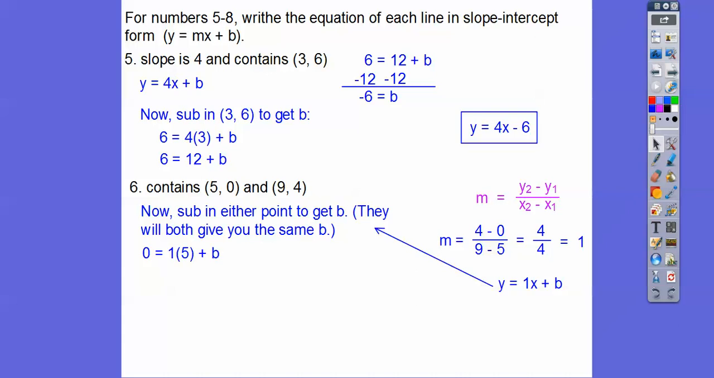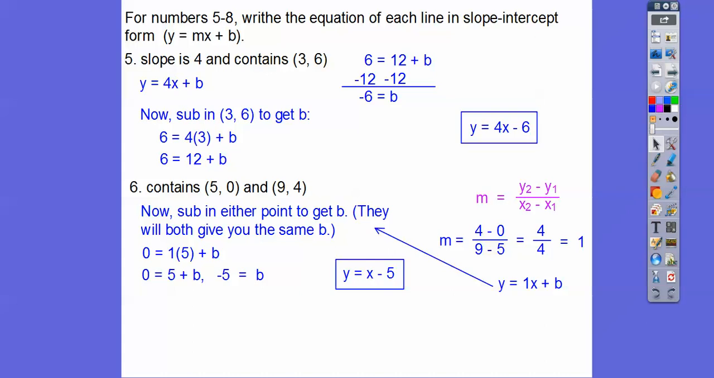Okay, 0 equals 1 times 5, which is your x. We could have done 4 equals 1 times 9. We still will get the same b no matter what. So we get b equals -5. So our answer is y equals 1x minus 5, or just x minus 5. Okay.